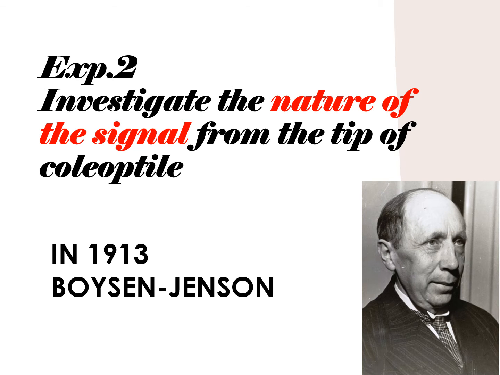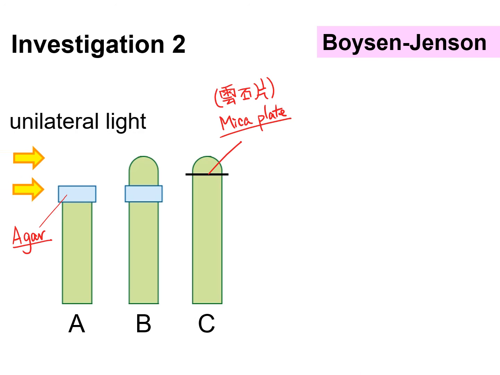A second experiment was done by Boysen-Jensen in the year 1913. Boysen-Jensen investigated the nature of the signal from the tip of the coleoptile. That means, is the growth signal a type of chemical signal or not? He would like to know. Boysen-Jensen prepared 3 different setups.